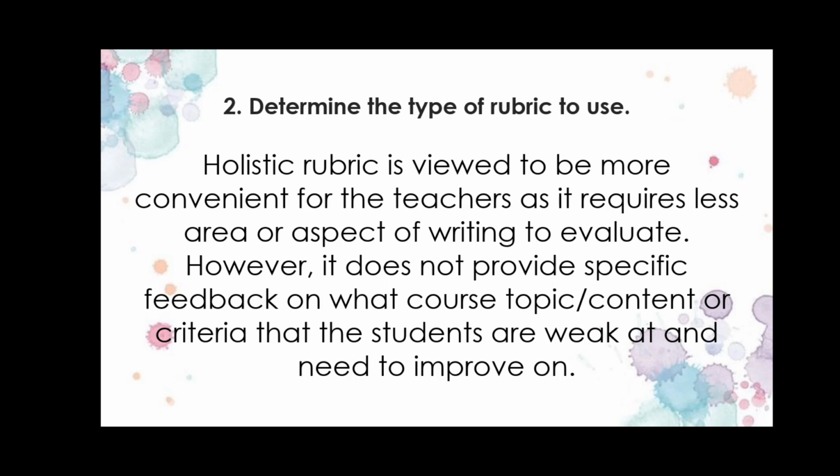Holistic rubric is viewed to be more convenient for the teachers as it requires less area or aspect of writing to evaluate. However, it does not provide specific feedback on what course, topic, or content area the students are weak in and need improvement. Holistic rubric is a single scale with all the criteria being included in evaluation together.